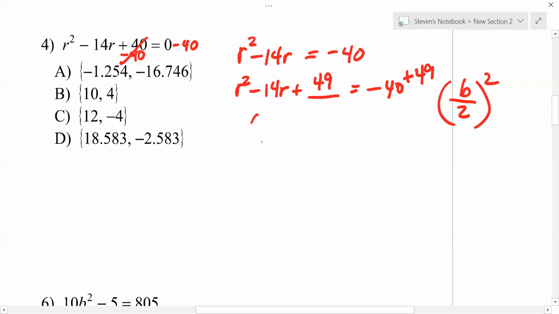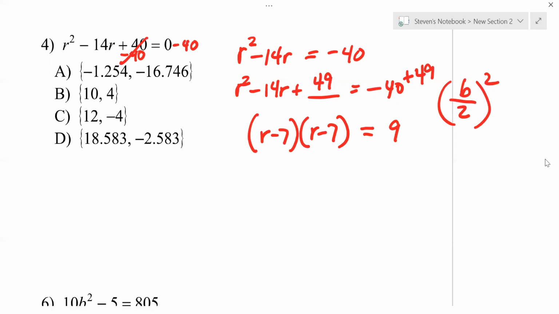This factors out to be r minus 7 times r minus 7. Negative 7 times negative 7 is 49, and it adds to make negative 14. Equals, and then that makes 9, negative 40 plus 49. All right, now I can shorten this up. Instead of r minus 7 times r minus 7, I can just say squared. And now we're going to solve it.